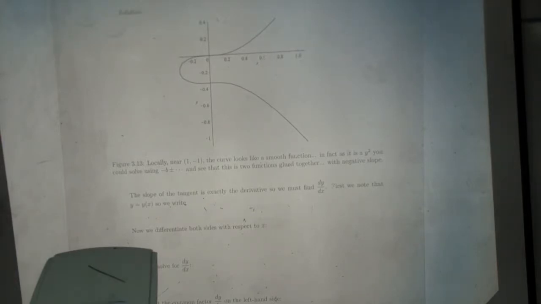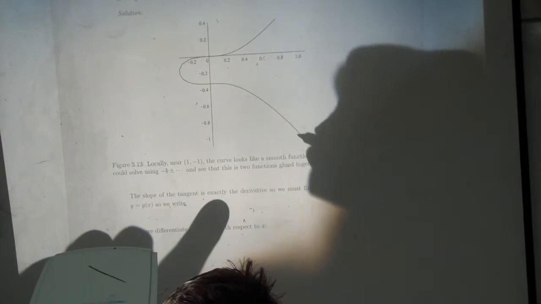So sometimes I give the pictures, sometimes not, but I have them all here just to kind of help you get a handle of what's going on. Use implicit differentiation, find the slope, just the slope, of the tangent line to the curve at the point 1, minus 1. So 1, minus 1 is here, down here.